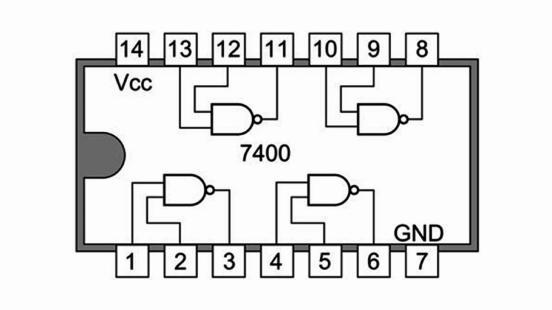For example, pins 1 and 2 are the inputs to the first NAND gate. Pin 3 is the output for the first NAND gate. Pins 4, 5, and 6 are the inputs and output respectively for the second NAND gate, etc.